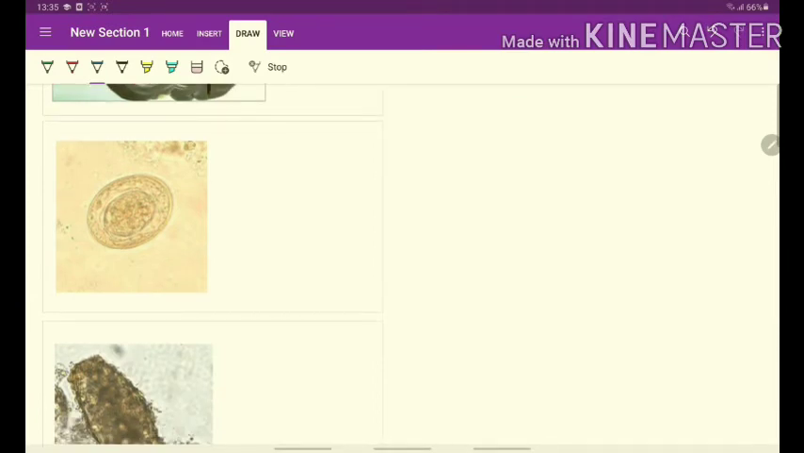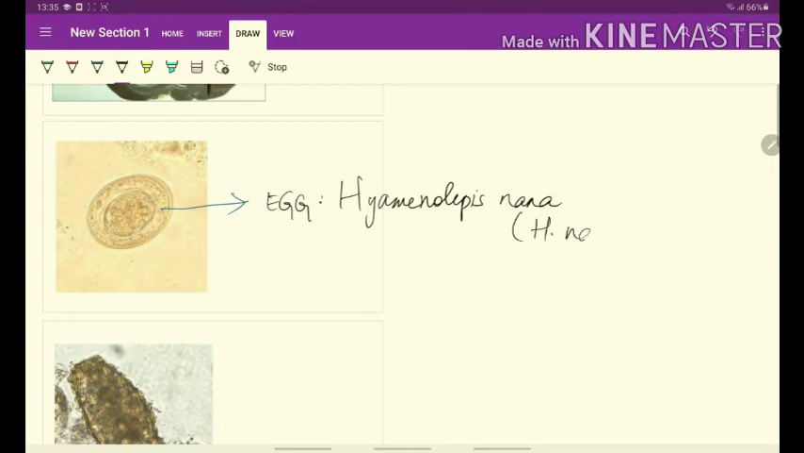This is an image showing the egg of Hymenolepis nana. H. nana is a cestode.